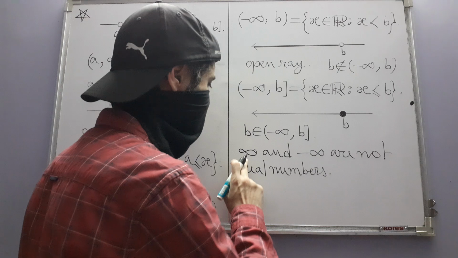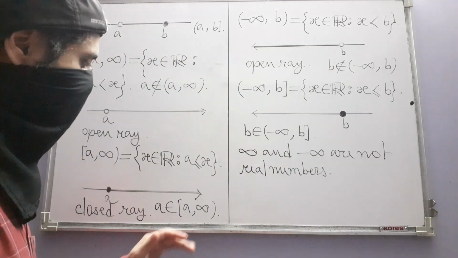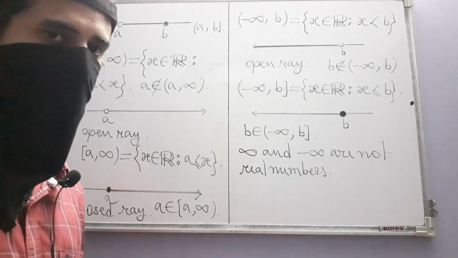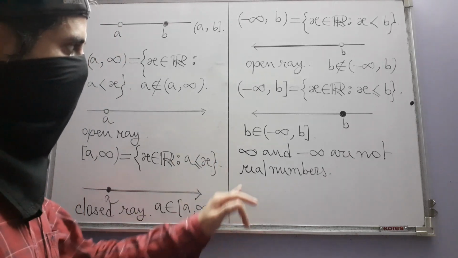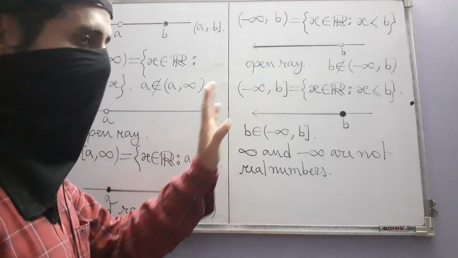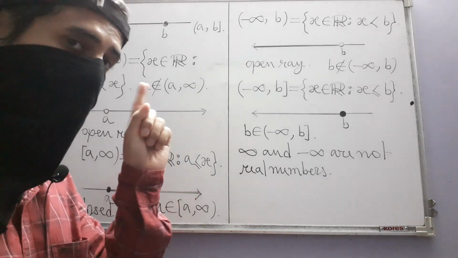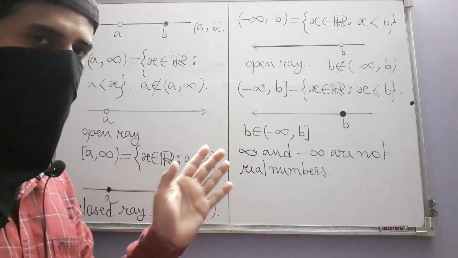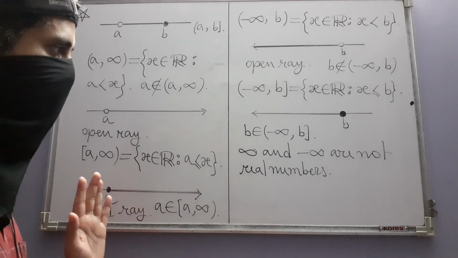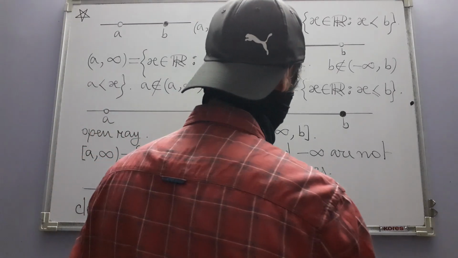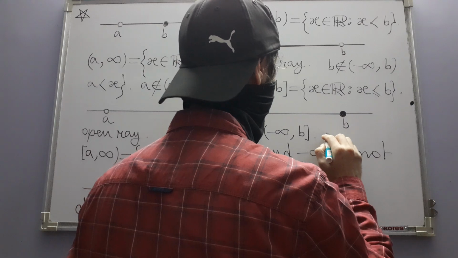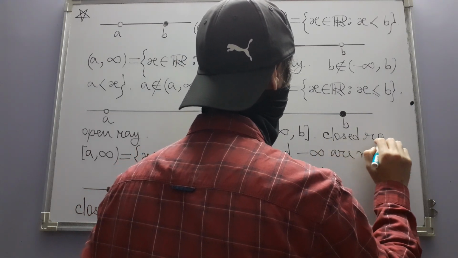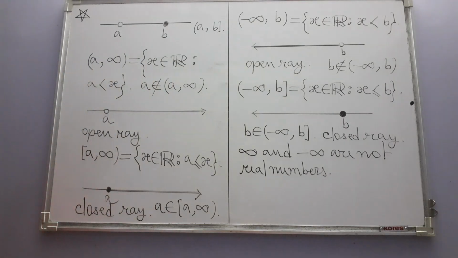Okay, so the fact that these are not real numbers is why we never write infinity and then a square bracket. No, never. Just like that, on this side of minus infinity, we never write a square bracket. We do write them in those other number systems, but that's not needed for us right now. Okay, so these are intervals, and this is another type of closed ray.